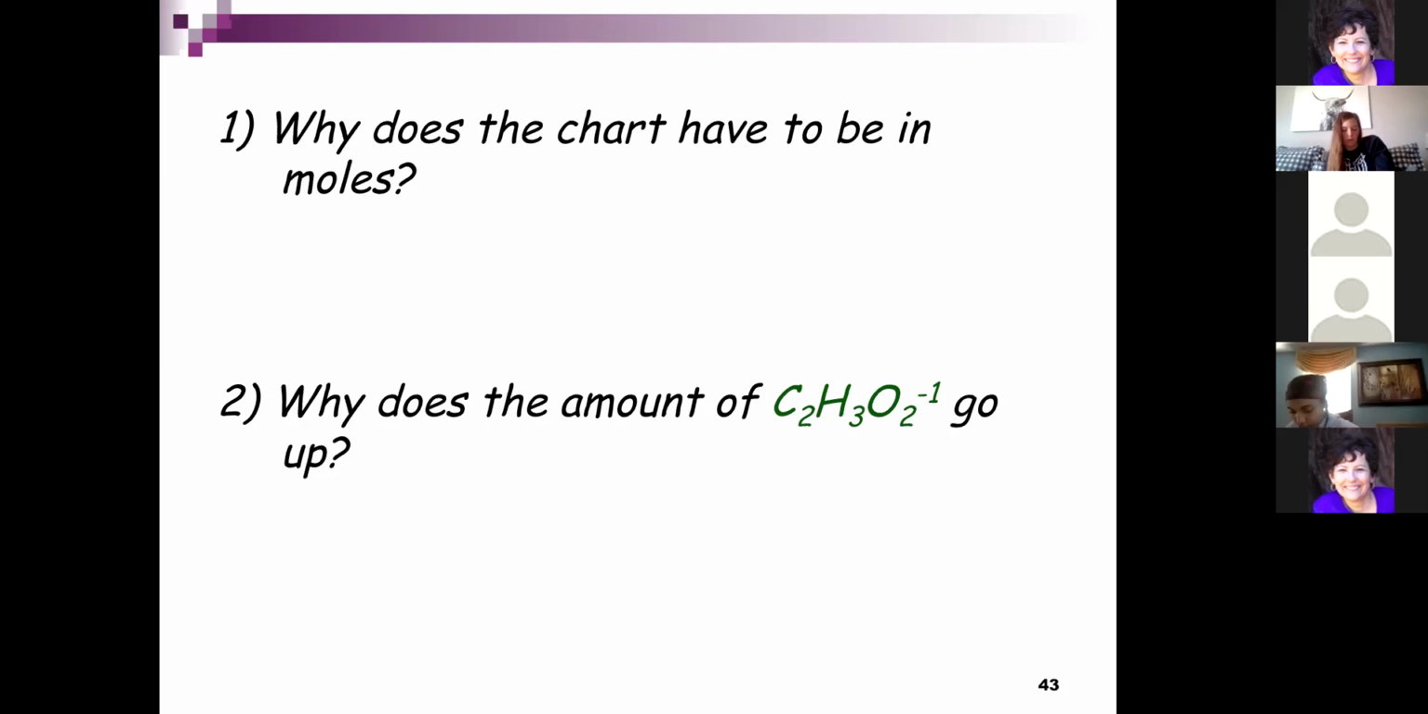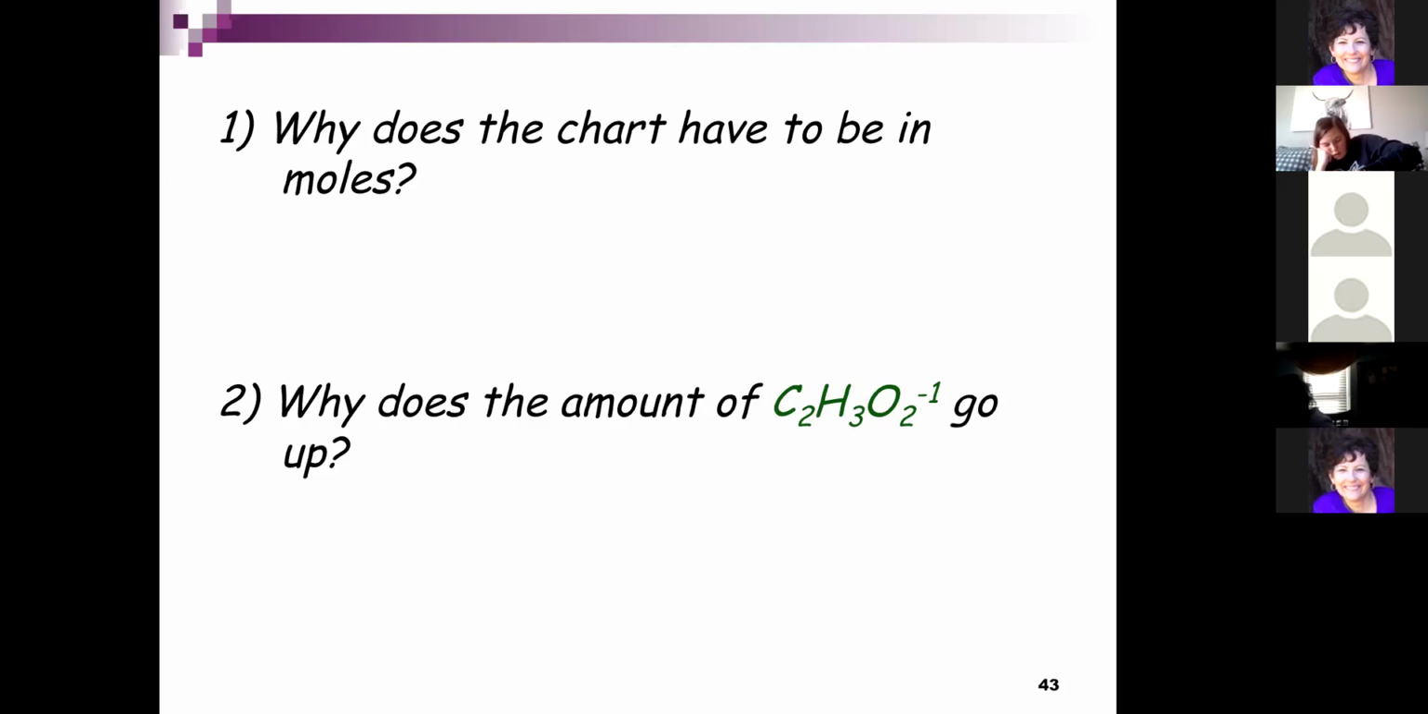Because you might have to go to grams. No, we're just going to stay in moles. So when we do stoichiometry, we care about the mole ratios between things. So when I'm doing these buffers, I have to pay attention to how many moles of components are there.